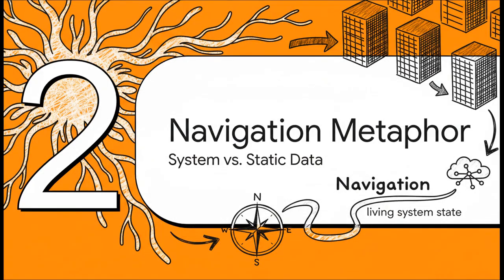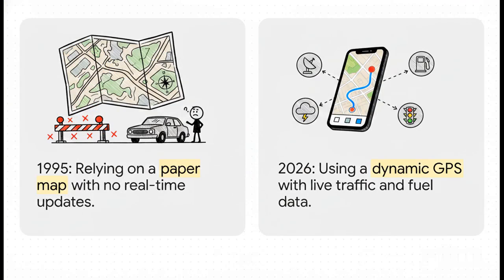Which brings us to part two, the navigation metaphor. We need to contrast a living system state with static data. Think back to, say, 1995. You unfold this massive paper map to drive across town. You check the morning news for traffic, you make sure your gas tank is full, and you just drive. Now, if a road closes while you're en route, you don't know until you literally hit the barricade. And you know what? That uncertainty was totally fine in 1995. But that is exactly how legacy systems with static, decoupled databases still operate today.